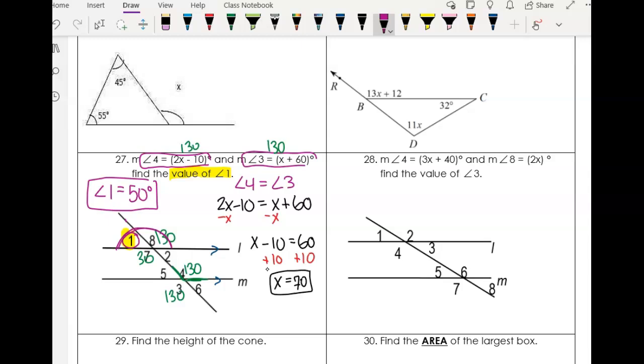All right, go ahead and take a look at 28. Try to get the setup and see what you can do, and then come back and follow me and we'll take you through the whole problem.